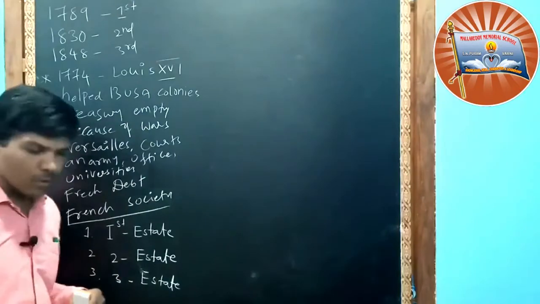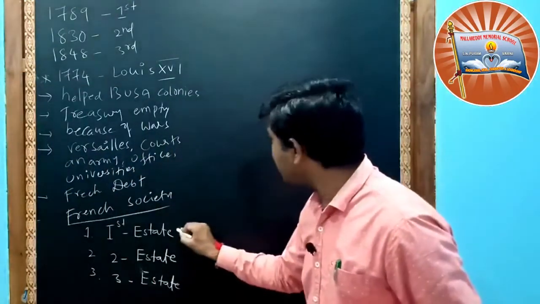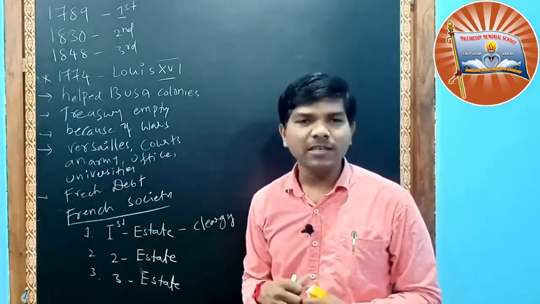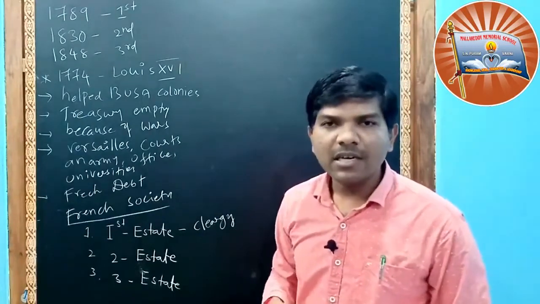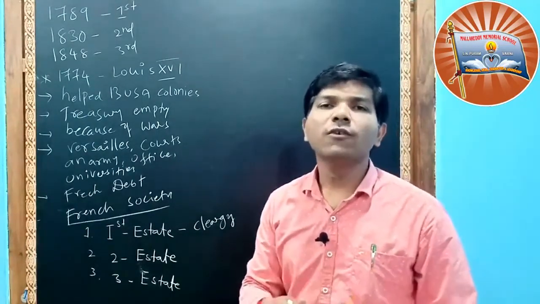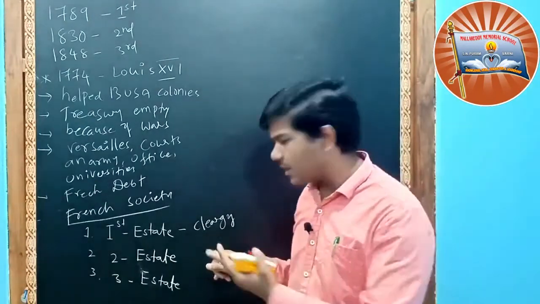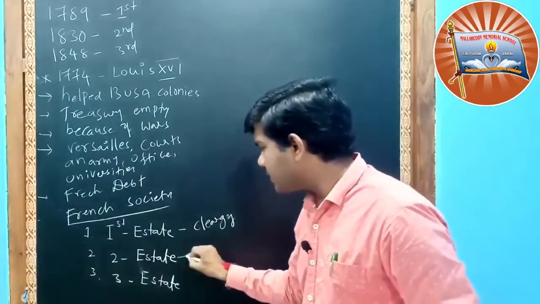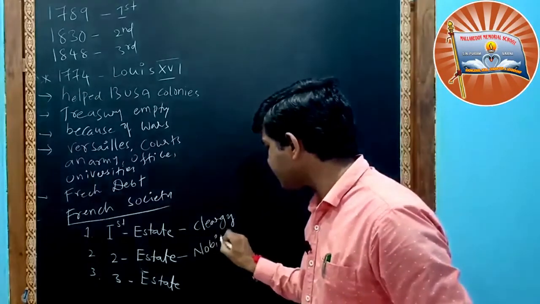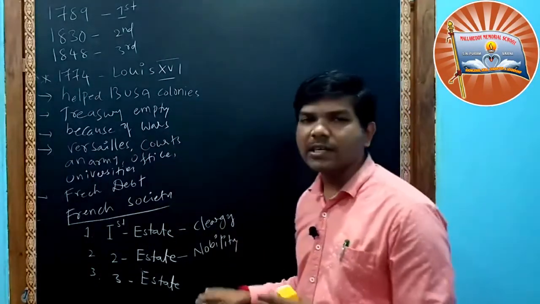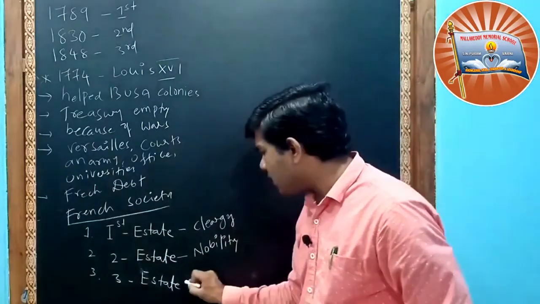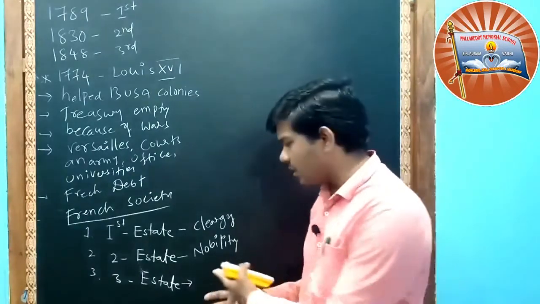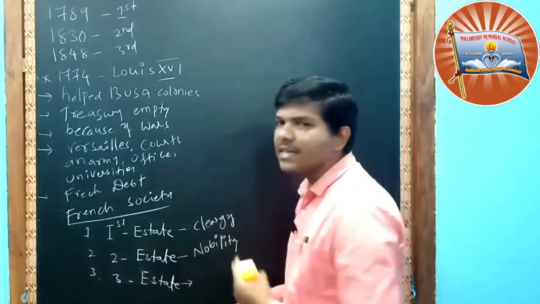Sir, what are these estates? Who will be there in the estates? In the first estate, it will be mostly clergy. Sir, who are clergy? Clergy means priests, church fathers. Church fathers belong to the clergy, or they are in the first estate. The second estate is nobility. Most of the people in the second estate were nobility. Sir, who are nobility? Nobility means kings or the king's relatives. These come under the second estate category.